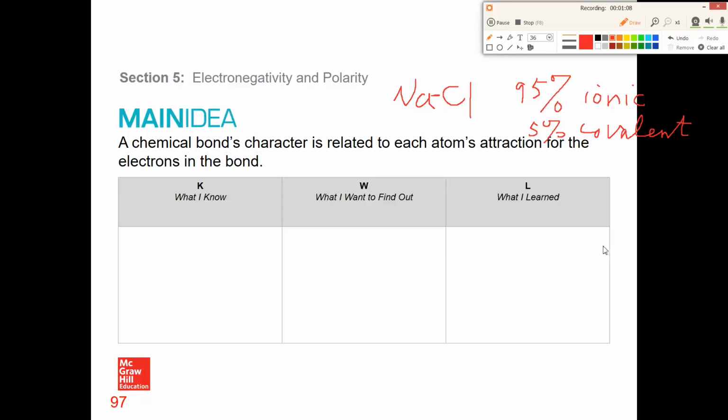So 5% covalent maybe. Another example, carbon dioxide is a typical covalent compound, but it's not 100% covalent. Maybe 95% covalent, but 5% ionic.